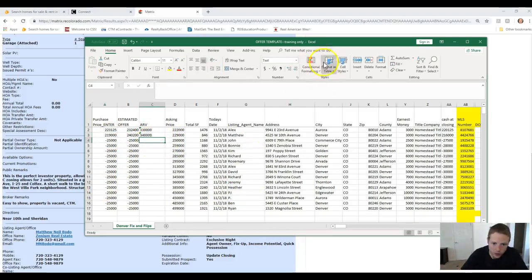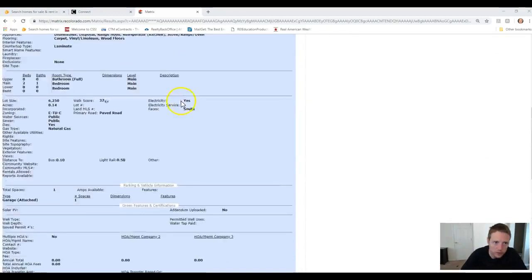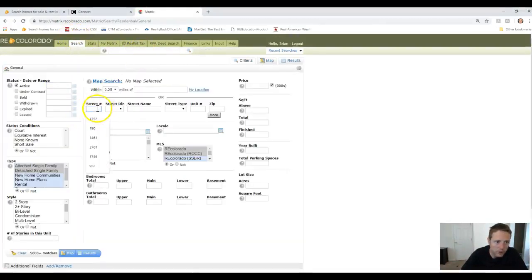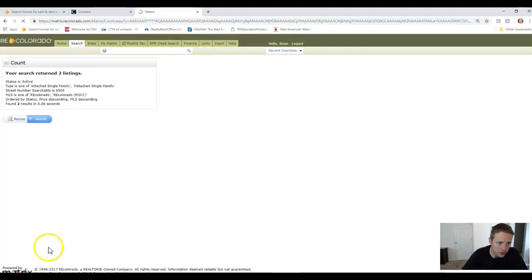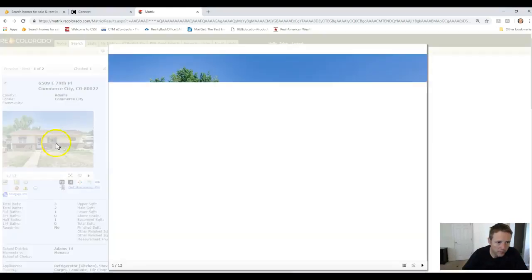All right, so let's move on to the next one. The structural ones are really difficult. So 6509 is the next one. 6509, two matches, search. 6509 is right here. Let's take a look at this guy.